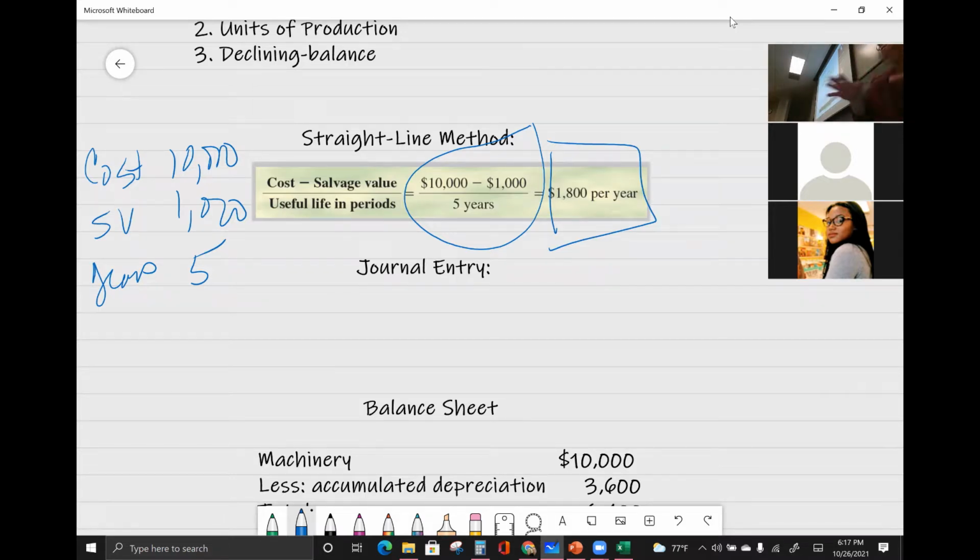Since it's an adjusting entry, there's no cash, right? I just need to record that expense. Okay, and I need to reduce the value of that asset, because now it's no longer going to be worth $10,000 because I've been using it all year.